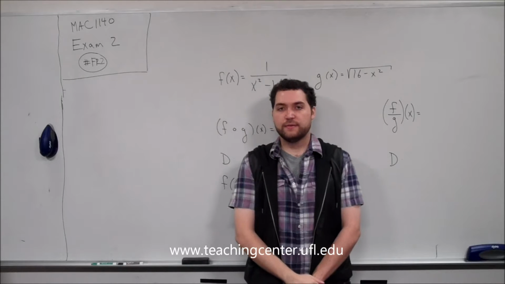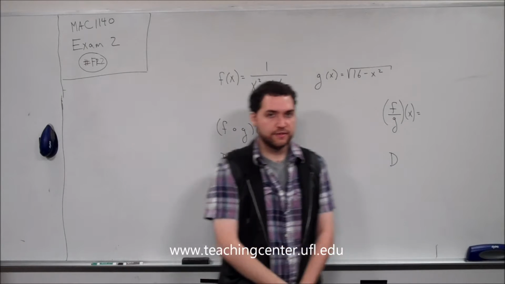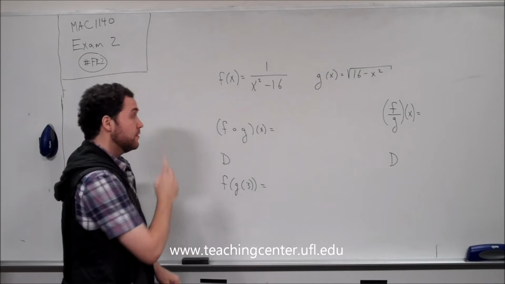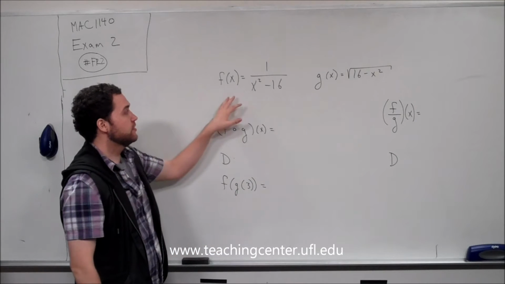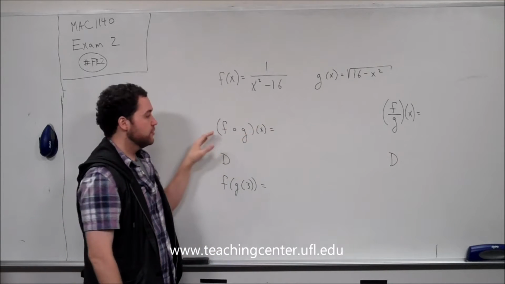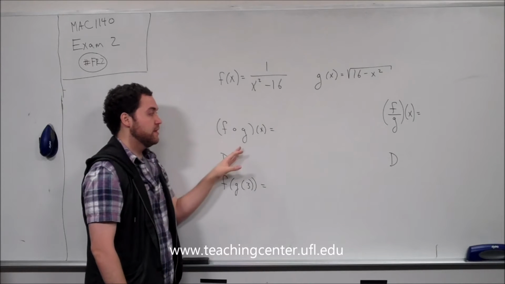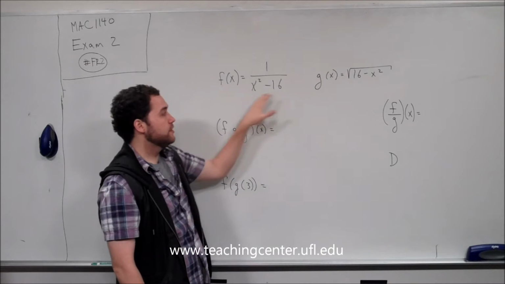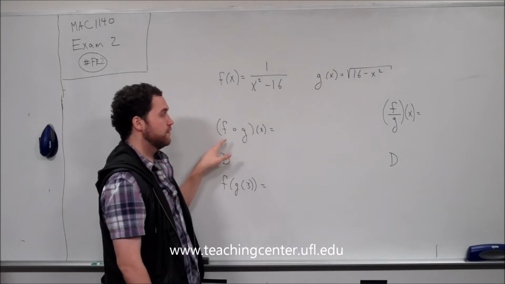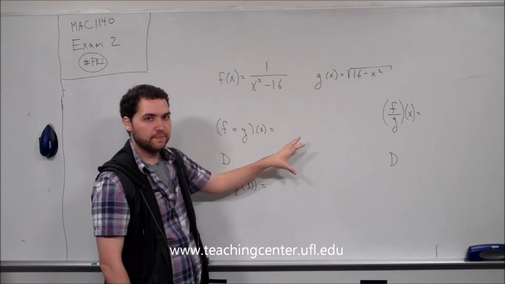Welcome to MAC 1140, Exam 2, Question 2 of the free response. In this problem, they give you two functions, f of x and g of x, and they first want you to find the composite function, f of g. All f of g means is take your g function and plug it into your f function. It's always the second function into the first function. And then we want to simplify.